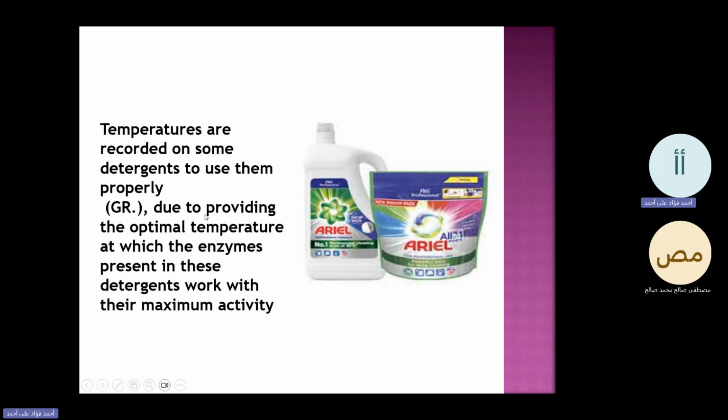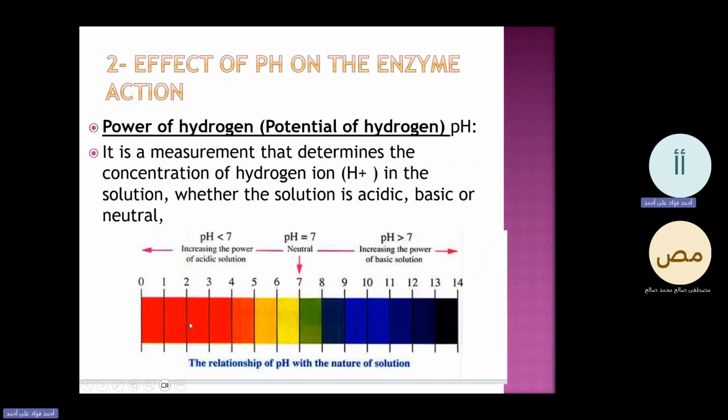ليه؟ Due to providing the optimal temperature at which the enzyme present in these detergents work with their maximum activity. طيب what about the other factor? We mentioned that there are some factors affect the activity of enzyme. These factors are temperature, pH. What does it pH? Hydrogen power أو power of hydrogen or hydrogen concentration.